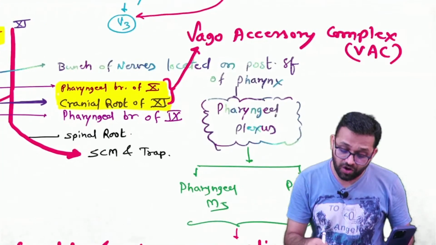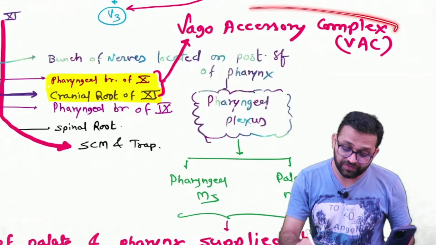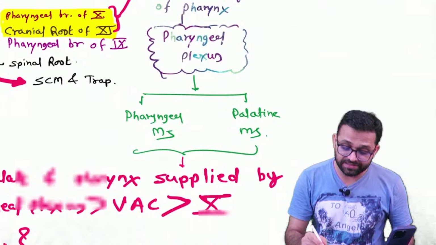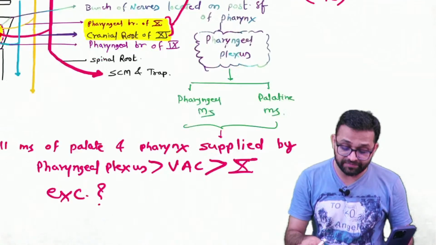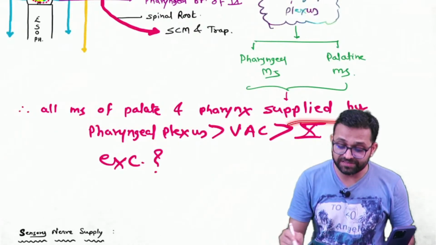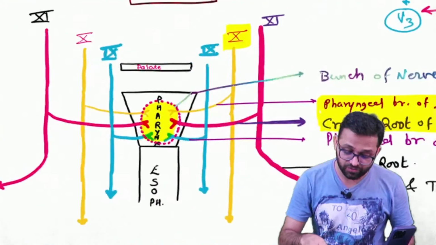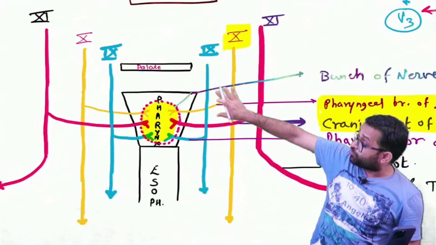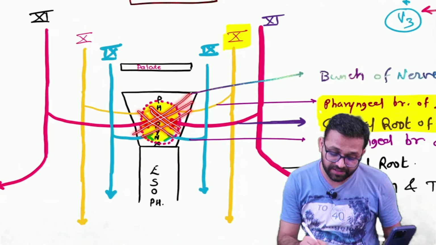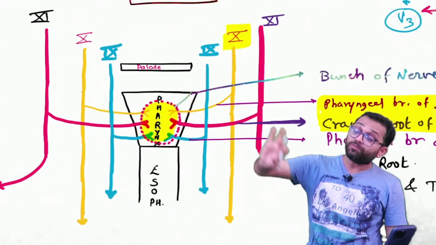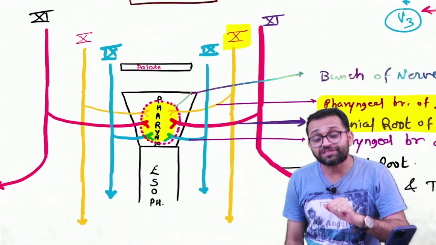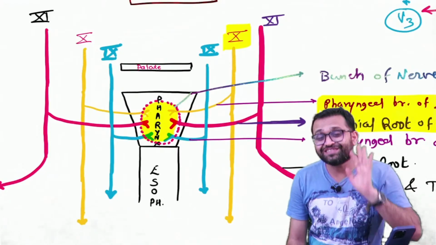Yes. So these are all uniting: the vagus accessory complex and the pharyngeal plexus. These all are uniting and supplying the pharyngeal muscles as well as the palatine muscles. Again, all muscles of the palate and the pharynx are supplied by the pharyngeal plexus. Look here, sir, this is the posterior wall of the pharynx. These nerves are coming and making a bunch of nerves on the posterior wall of the pharynx. This bunch of nerves on the posterior wall of the pharynx is known as the pharyngeal plexus.